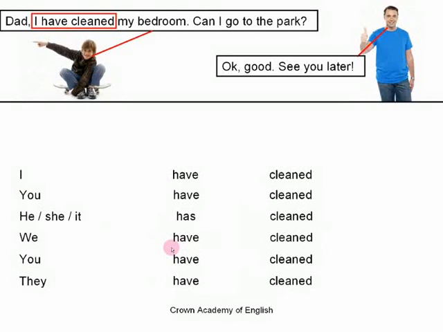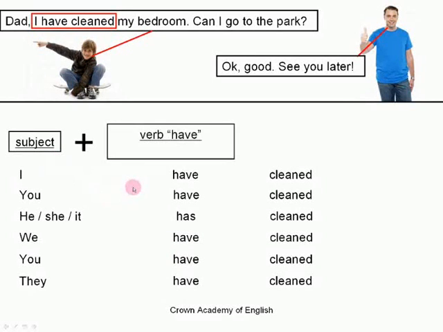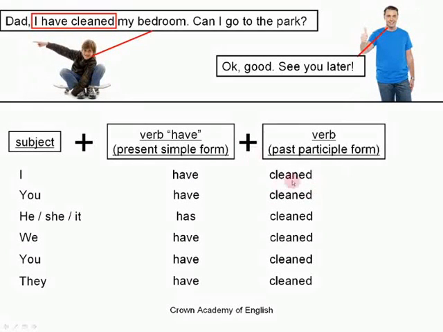So if we now analyze the form, this is what it looks like. The subject, and then we have the verb have in the present simple form. For example, I have, you have, he has. And then at the end we have the verb in the past participle form. This is the past participle of the verb clean. And this part, have, we are using as an auxiliary verb.